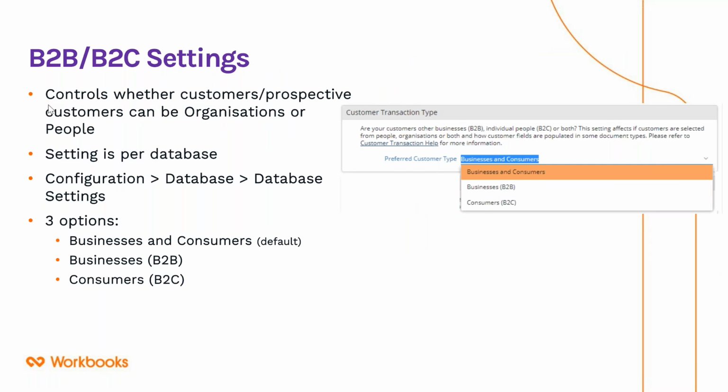Also, with the business to business and business to consumer settings, these control whether your customers or your prospective customers are drawing on organizations or people, and the settings per database. This is reached through configuration and then database settings under database. And we have three options, as it says: business and consumers, businesses, and consumers. Funnily enough.